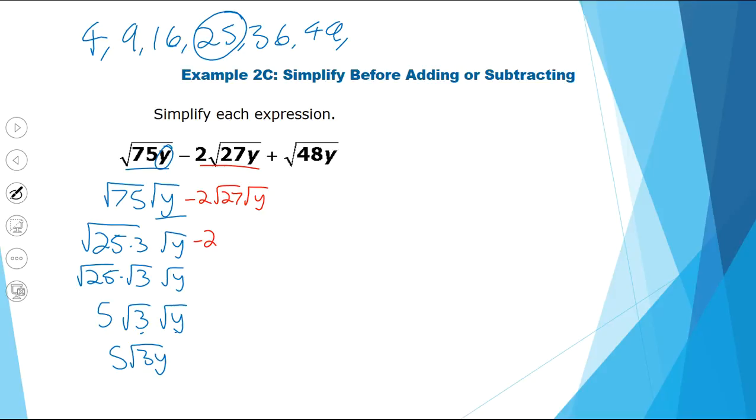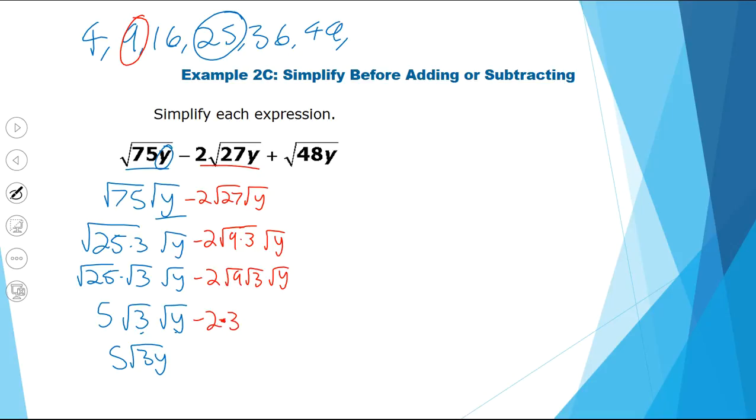27 is not a perfect square, but it is divisible by a 9. So let's break this into 9 times what? 9 times 3. Of course, square root of y I can't change, so I'm going to bring that down. Square root of 9, separate that from square root of 3. Of course, bring the square root of y down. Now, the square root of 9 is 3.